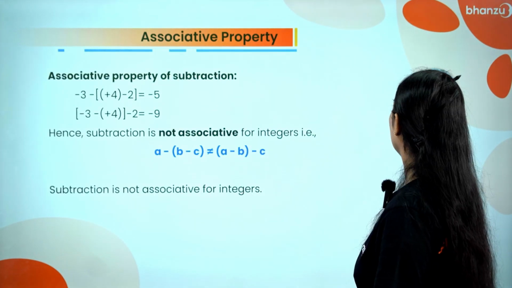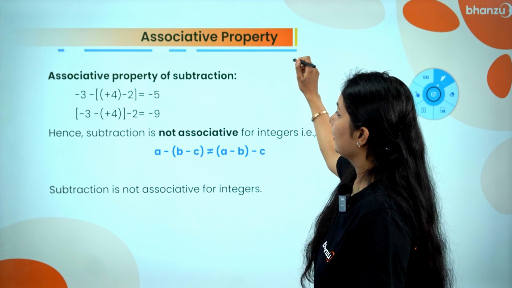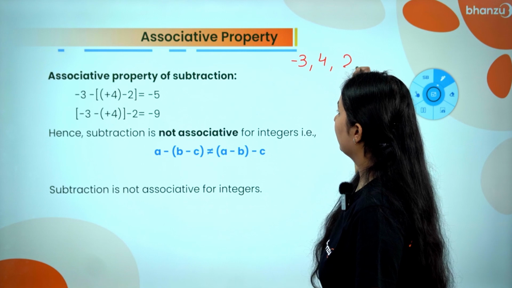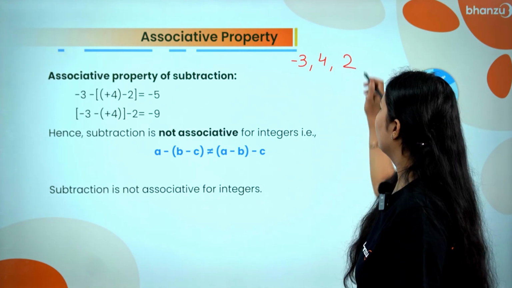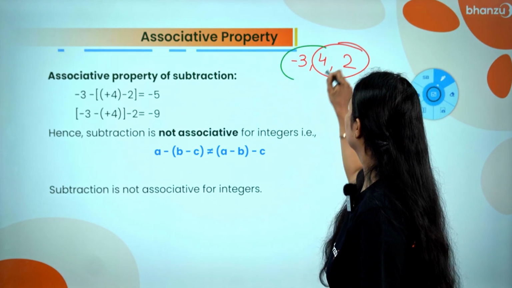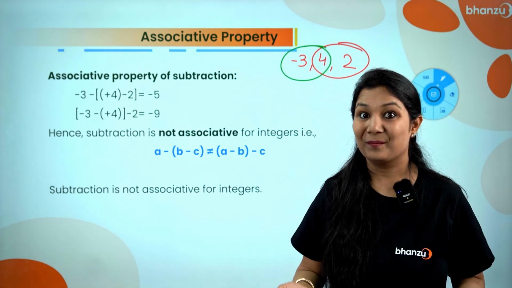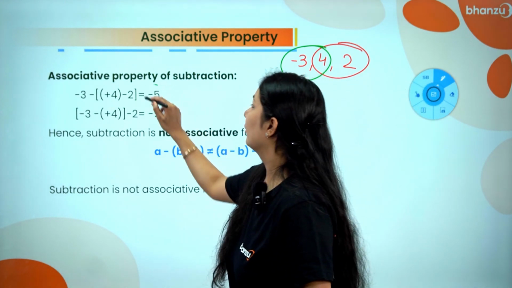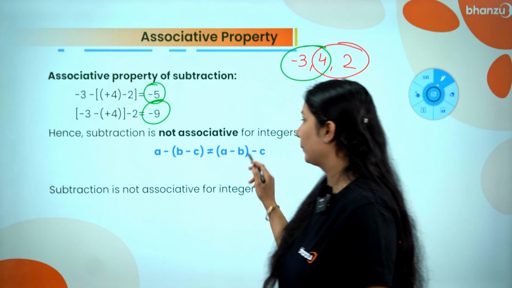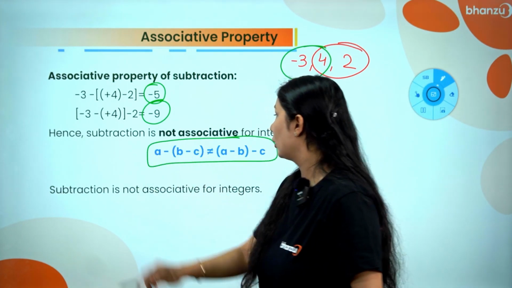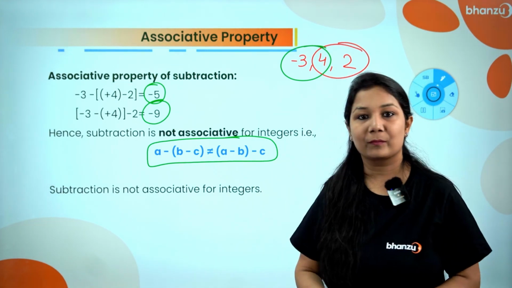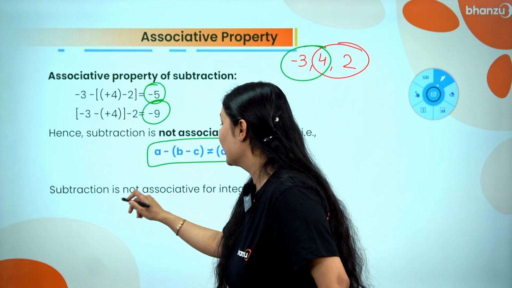So for subtraction, here I am taking the 3 integers as minus 3, 4, 2, right? So what did we do? First of all, we made a pair of this and then we made a pair of this. And if you subtract them after pairing, we are getting different answers. So the general rule for the associative property under subtraction says that a - (b - c) is not equal to (a - b) - c. That means subtraction is not associative.